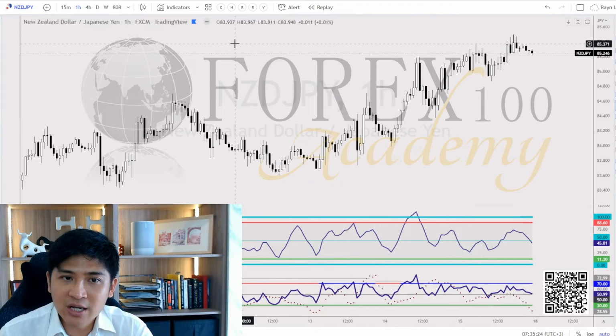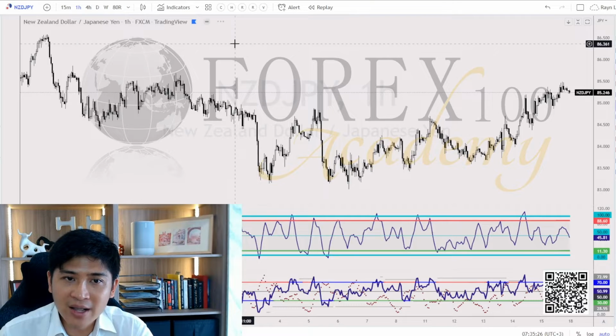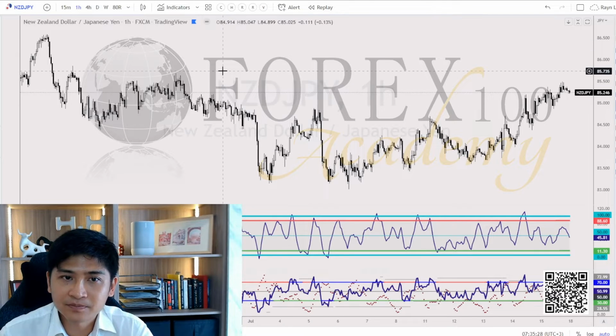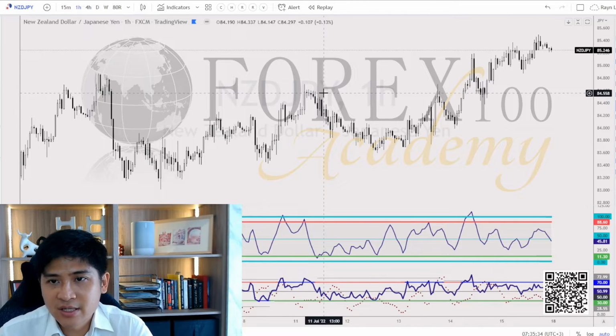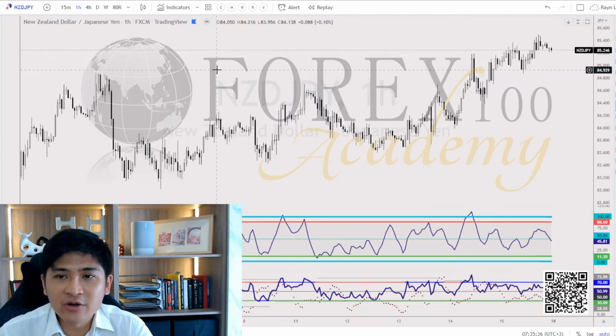On the 1-hour chart, this is what we have. Let's have a look. Once again, the trend is not broken. It's just a zoomed-in version of what you see on the 4-hour chart. It's not always the case, but in this setup it is.